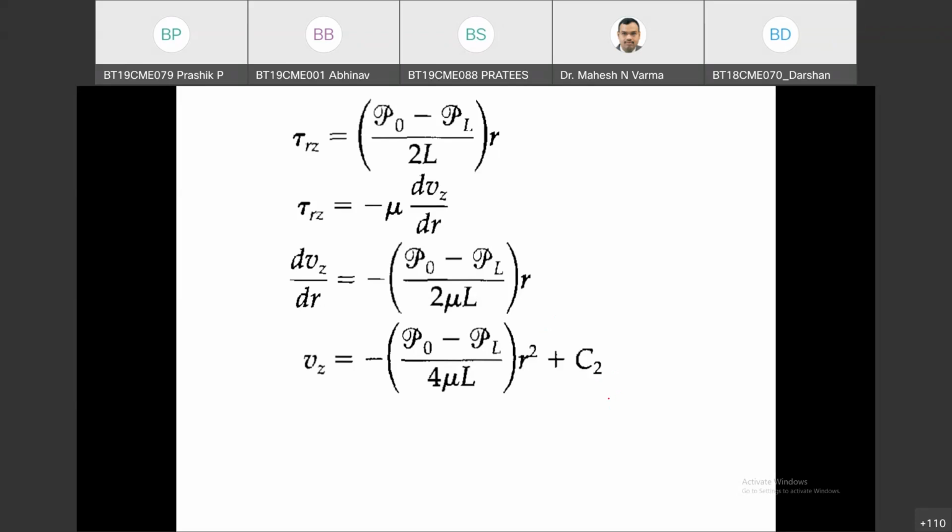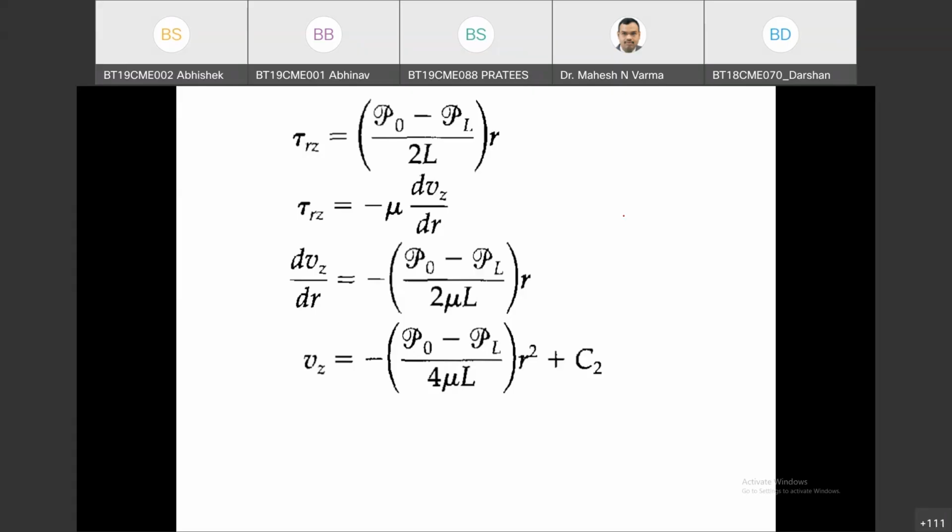Roll number 2, Abhishek. Yes, sir. Is any velocity condition available here? Yes, sir. At the solid-fluid interface, the no slip boundary condition. How to define that mathematically? So at r equals capital R, Vz equals 0.